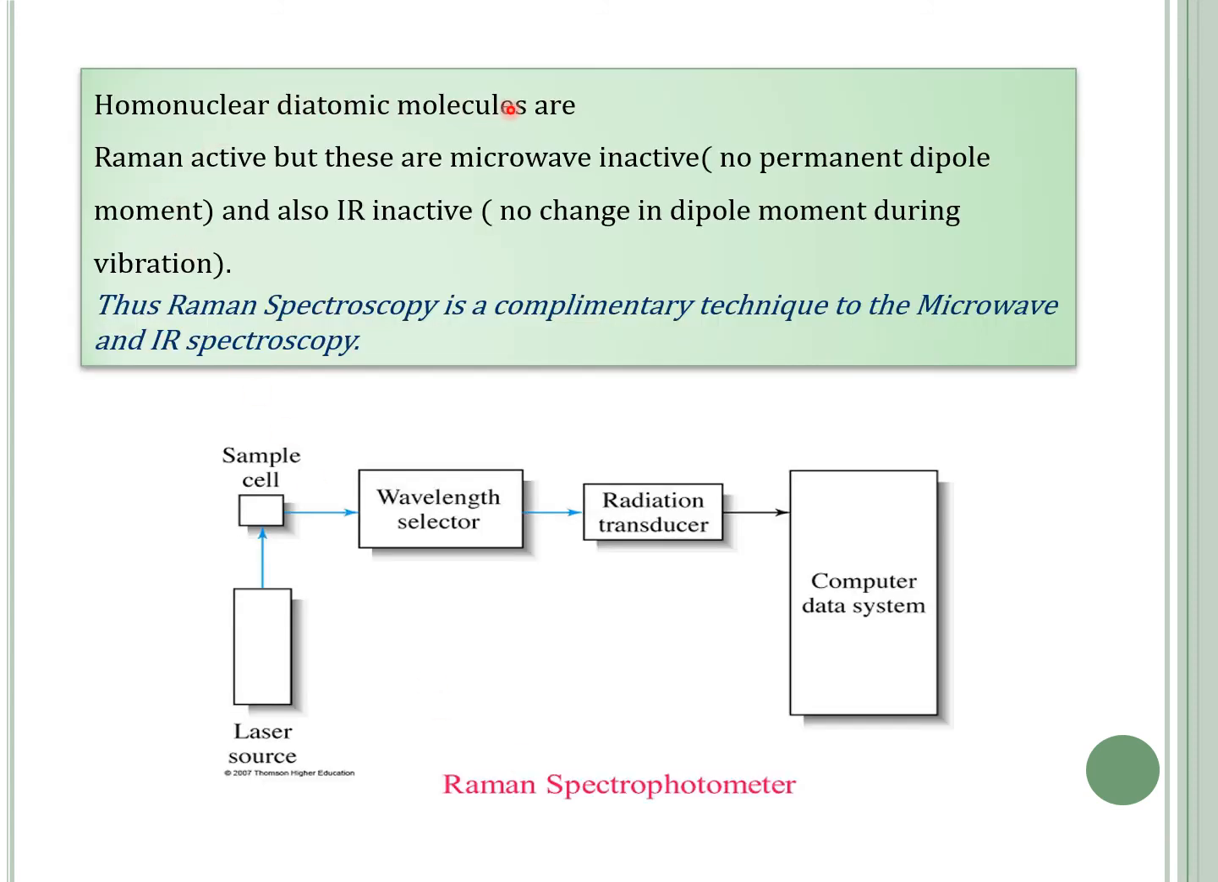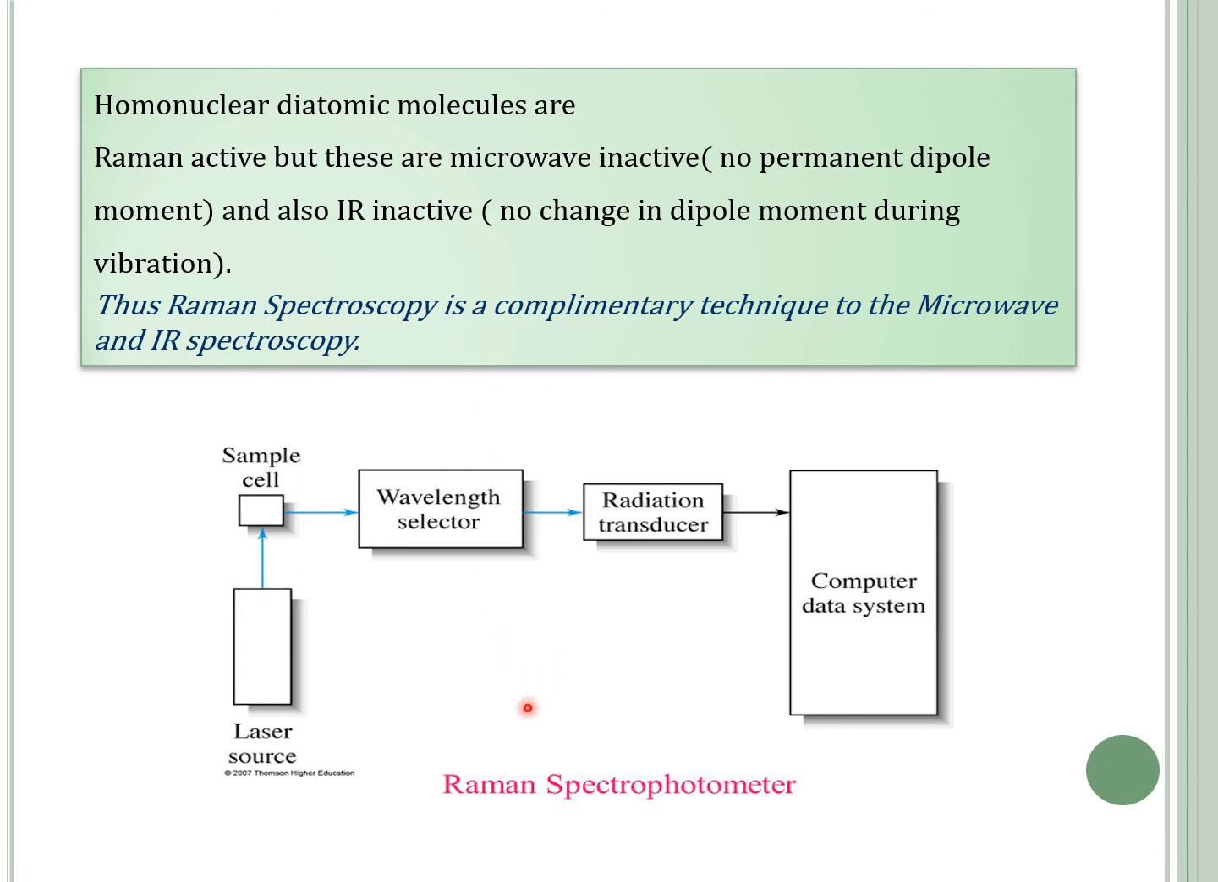Now, homonuclear diatomic molecules like Cl2, H2, N2 are Raman active, but they are microwave inactive because there is no permanent dipole moment in homonuclear diatomic molecules, and they are also IR inactive because there is no change in the dipole moment during the vibration. So Raman spectroscopy is a complementary technique to microwave and IR spectroscopy.